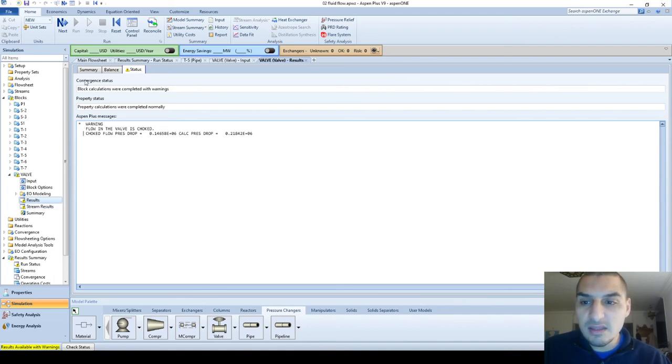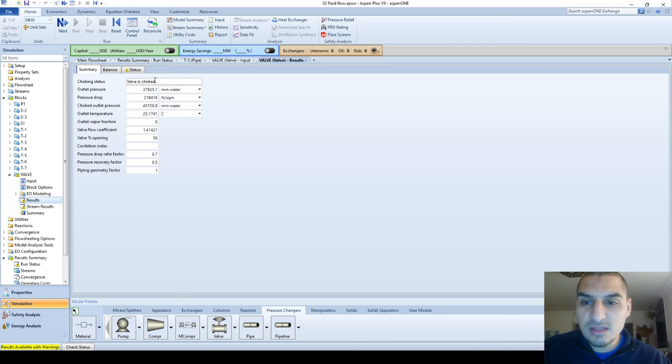And in the results, you'd see that the choking status is the very first piece of information provided by the software. That is, the valve is choked, and the choked outlet pressure is the pressure that we get at the choking conditions.